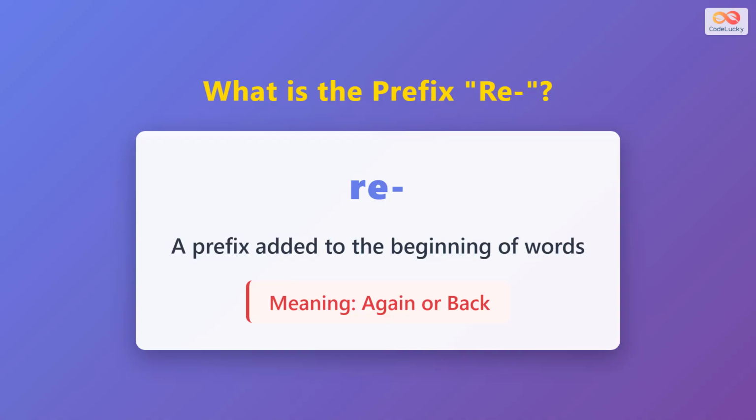The prefix re means again or back. It is added to the beginning of words. When you see re at the start of a word, it usually means the action happens again or goes back.